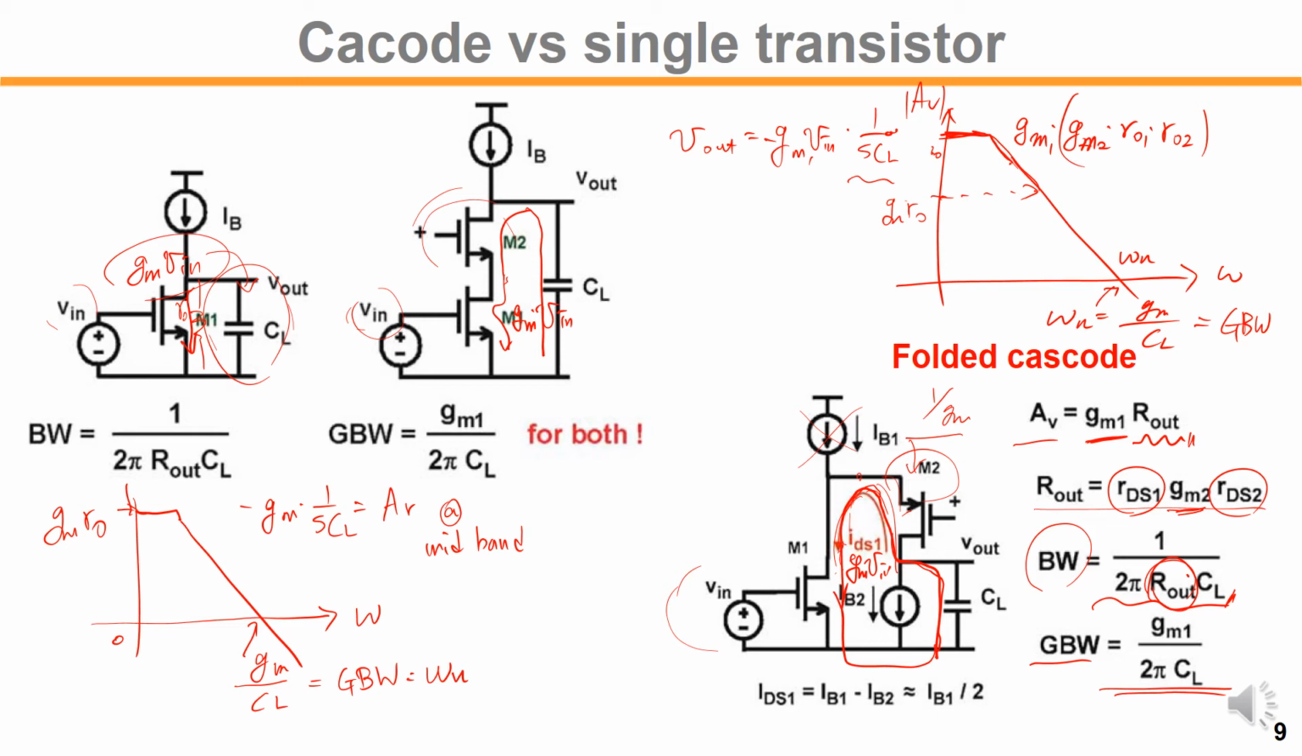GBW here is in frequency, right? The GBW that I showed here was in radian per second, so it is a different unit I'm talking about. So as you can see, the role of the cascode doesn't change the high frequency or mid frequency gain behavior, but it only alters the low frequency DC gain, right? It boosts the DC gain. Okay.